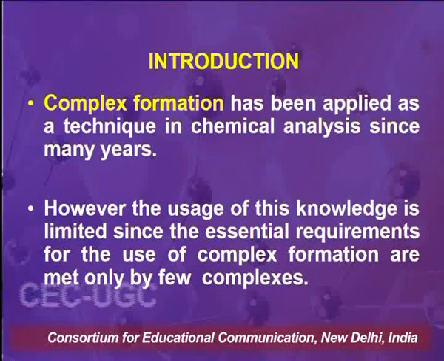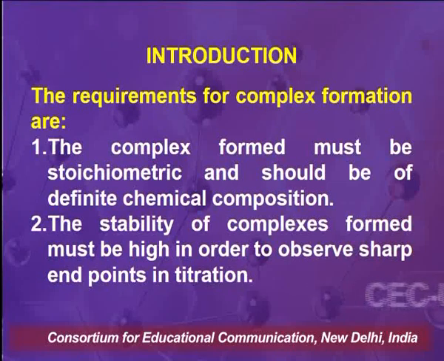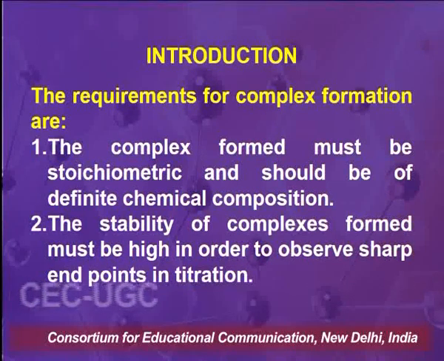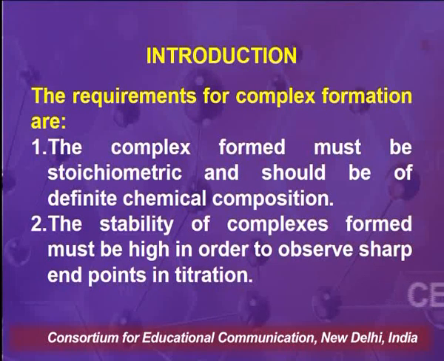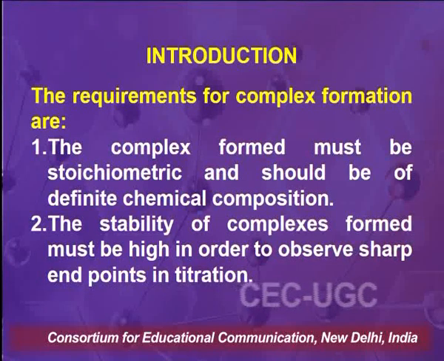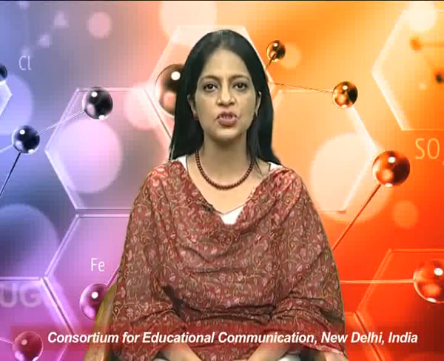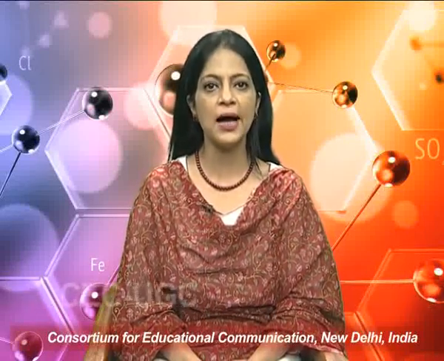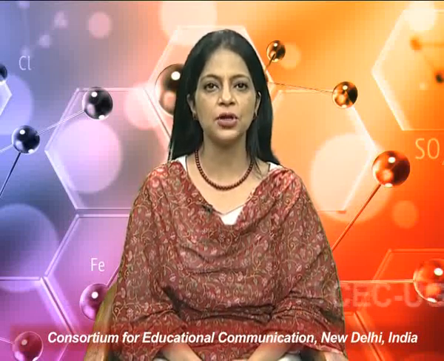only by few complexes. So, the requirements for complex formation are: the complex formed must be stoichiometric and should be of a definite chemical composition. That means the ratio should be either 1:2, 2:3, but not in decimals or in fractions. It should be of a definite chemical composition. The stability of complexes which have been formed must be high in order to observe sharp endpoints in titration.